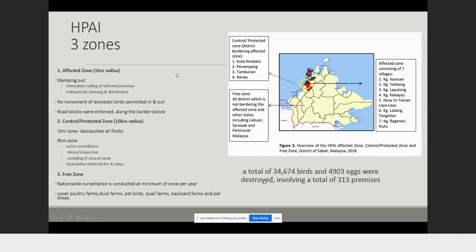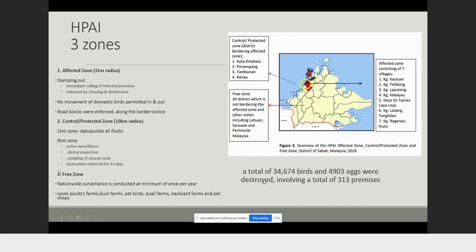Then you have the second radius, which is a 10 kilometer radius from this affected zone, denoted as the control or protected zone. This zone is subdivided into two zones. In the 1 kilometer zone from the affected zone, all of the plots will also be depopulated, whereas in the other 9 kilometer zone, they will do surveillance, clinical inspection, sampling, and quarantine enforced for 42 days for the chickens.